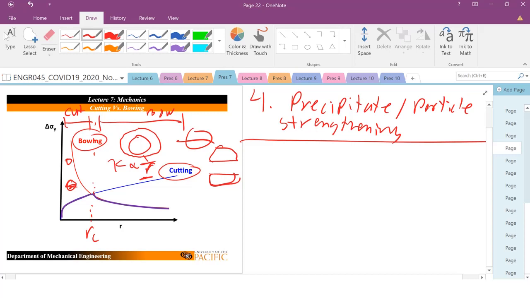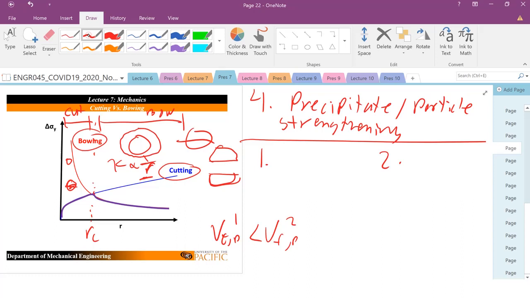So I want to give you this one thought experiment. Look at scenario one and scenario two. The only difference between scenario one and scenario two is that the volume fraction of my particles or precipitate in one is less than the volume fraction of my particles or precipitate in two. The average particle size in one and two is equal. So we're dealing with the same size of particle.